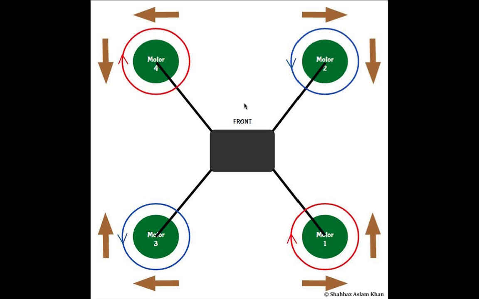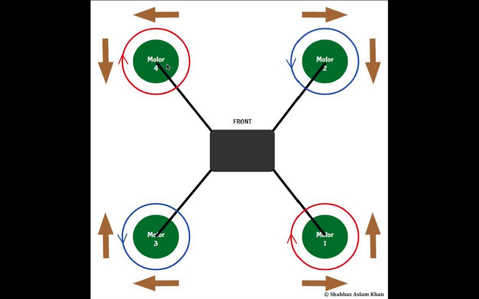If you want the quadcopter's front to pitch upwards, this front should pitch upwards, then what you have to do is increase the speeds of motor number 4 and 2 compared to motor number 1 and 3. So these two motors will spin at a faster rate, and that will draw more air current downwards, and this front of the quadcopter will rise upwards.